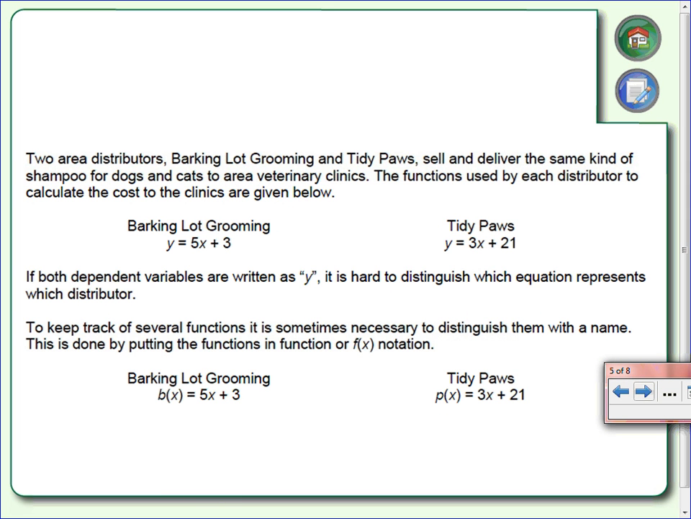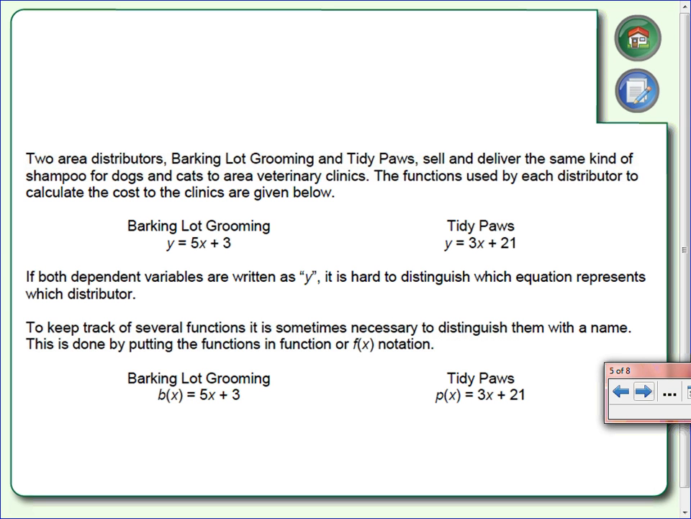Turn the page. On the next page, it says that 2 area distributors, Barking Lot Grooming and Tidy Paws, sell and deliver the same kind of shampoo for dogs and cats to area veterinarian clinics. The function used by each distributor to calculate the cost to the clinics are given below. So, for Barking Lot Grooming, they use the equation y equals 5x plus 3 to determine how much they're going to charge. Tidy Paws over here, they use the equation y equals 3x plus 21.